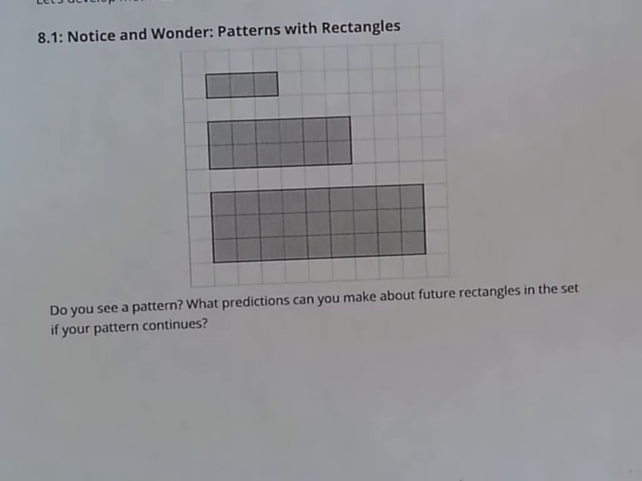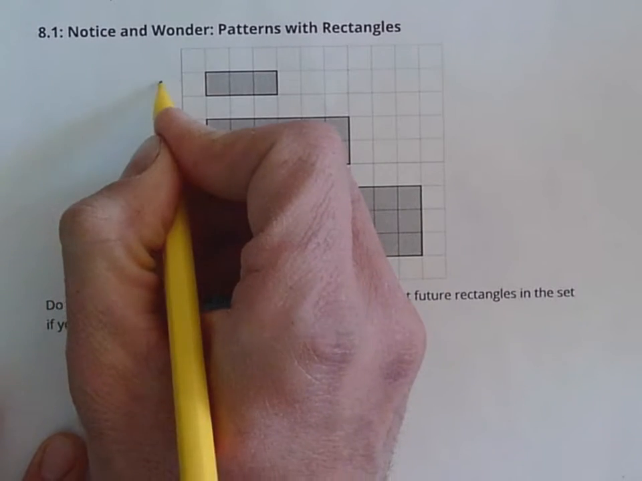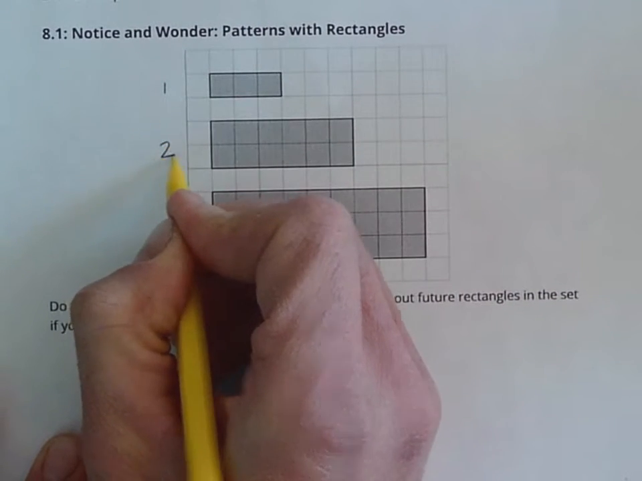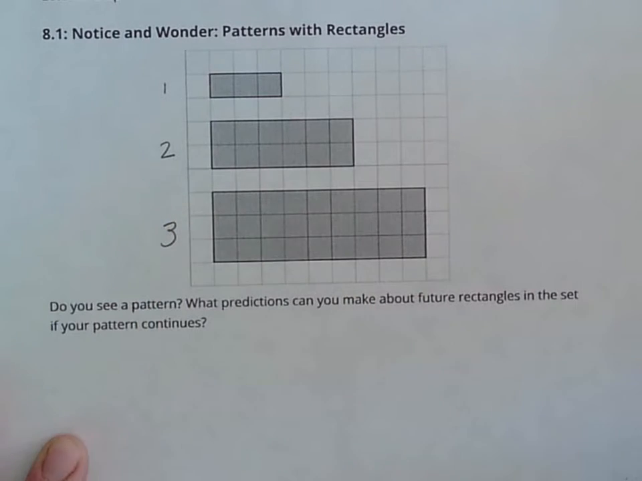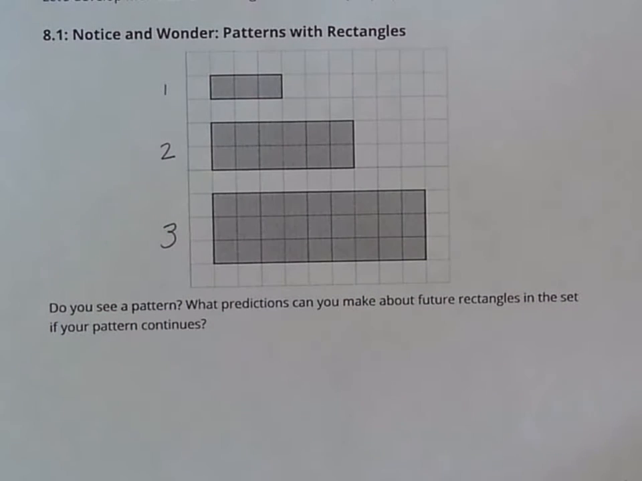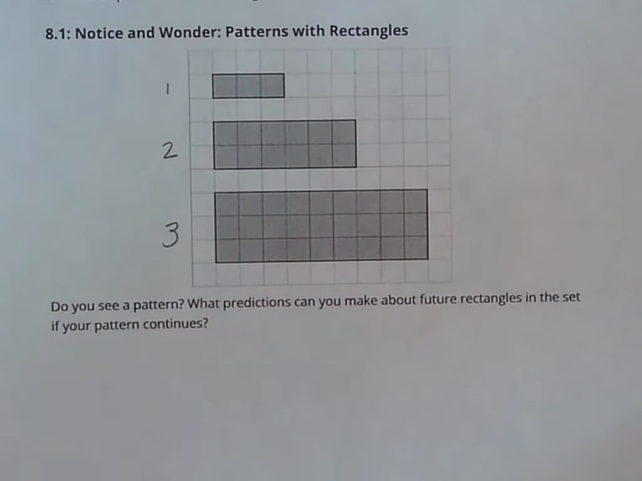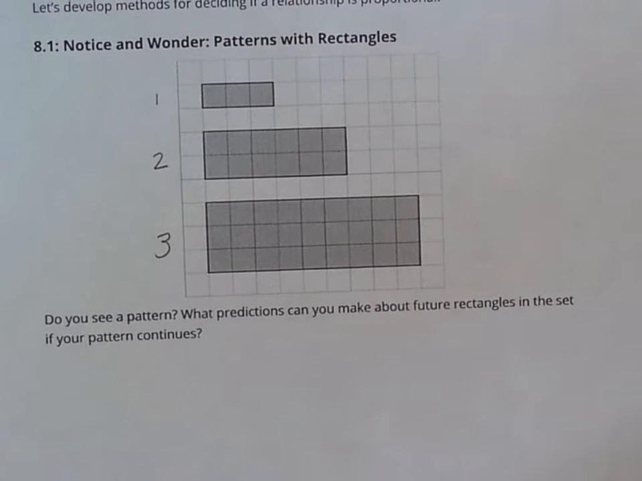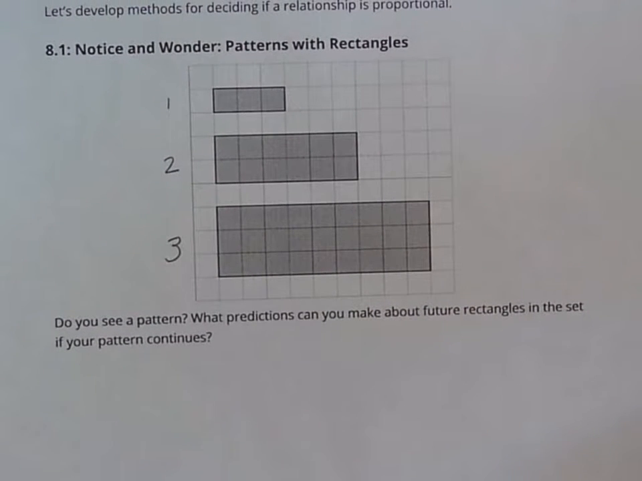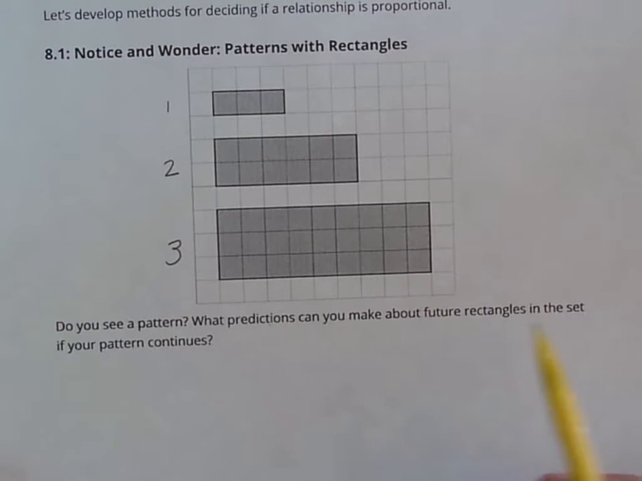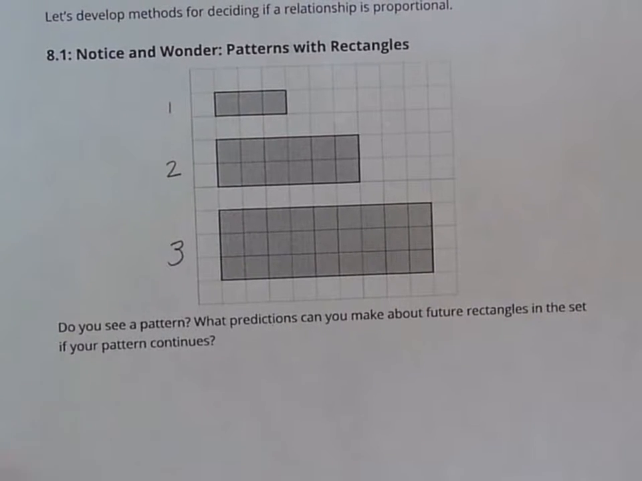But to start things off, we have a little activity here where there are three different rectangles, and we could call this one rectangle number 1, this rectangle number 2, and this is rectangle number 3. Now if we look at these three rectangles, I want you guys to describe any patterns that you see as it goes from 1 to 2 to 3. Obviously they're getting bigger, but how are they getting bigger? Try to describe the pattern with which they get bigger. And then what predictions can you make about future rectangles in the set if your pattern continues?